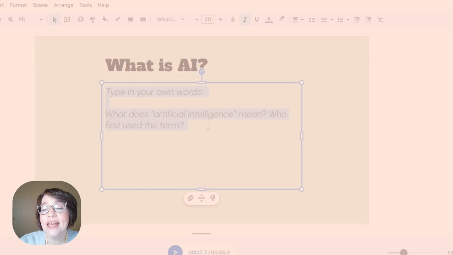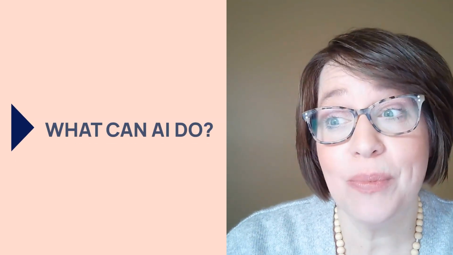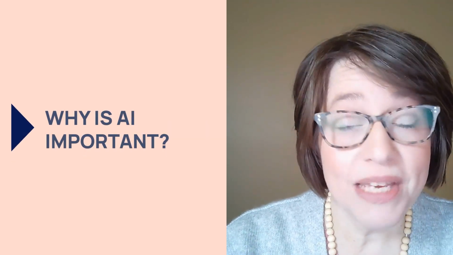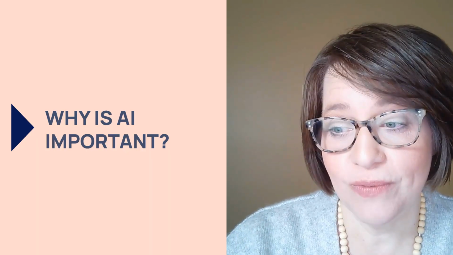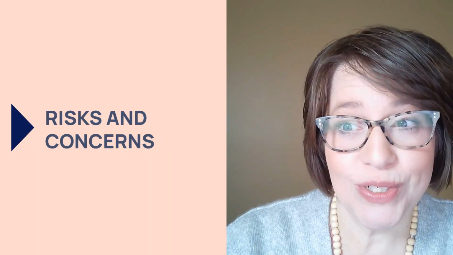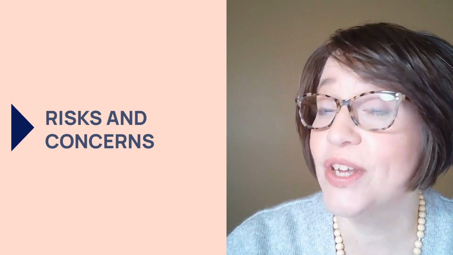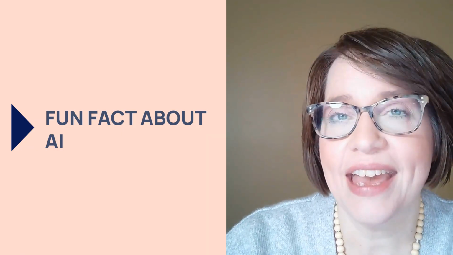You're going to be looking for answers to the following questions. What is AI? What does artificial intelligence mean? Who first used the term? What can AI do? List 2 to 3 examples of how AI is used today. Why is AI important? And then you're going to be answering, why do researchers think AI is helpful or important for the future? Risks and concerns. You'll be listing what is one worry that people have about AI, and do all experts agree on this? The last thing is one fun fact about AI that you learned today.